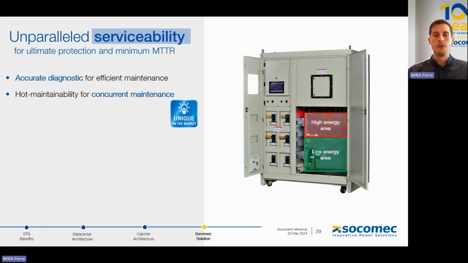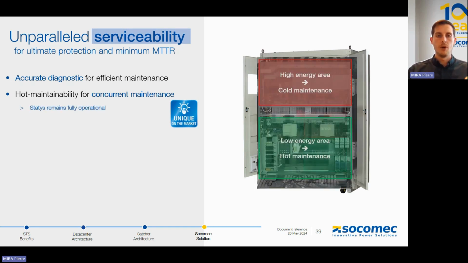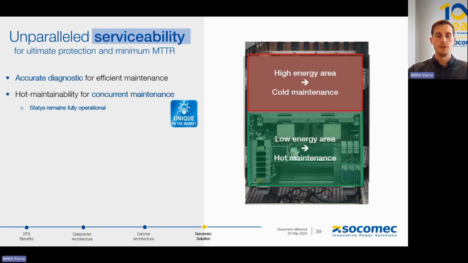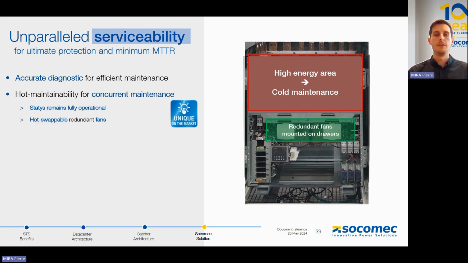When we are on normal mode, we can do some hot swap maintenance being on the low energy area on the left side. So what we can do is, for example, hot swap the fans. The fans are mounted on drawers. So even being on normal mode, we can remove a fan. There is full redundancy on the fans, so even if we remove one fan, the STS is still fully operating.